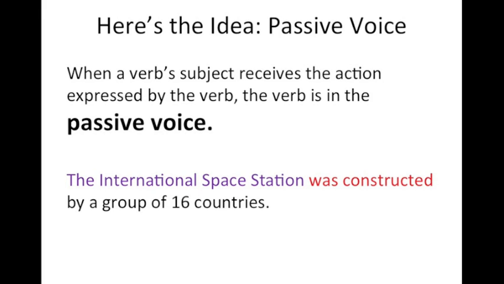When a verb's subject receives the action expressed by the verb, it is in the passive voice. Look at how the sentence has been rearranged to show passive voice. The International Space Station was constructed by a group of 16 countries. The International Space Station is the receiver of the action and is also the subject in the sentence. The verb is was constructed. This is an example of the passive voice.